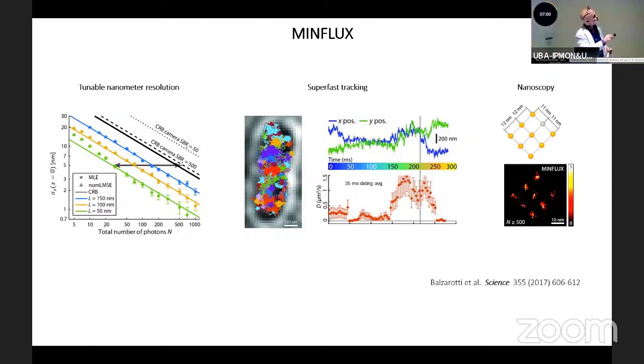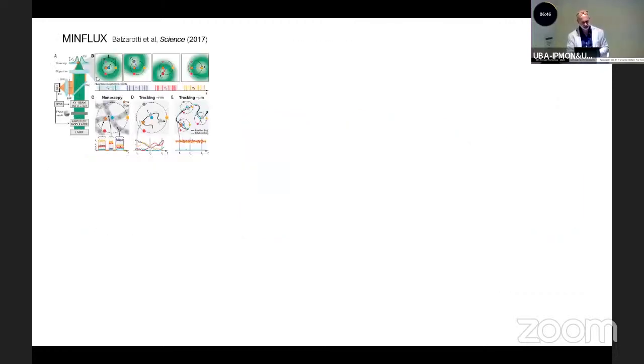And there you can see how these proteins were diffusing with some coefficient, then they got stuck, they diffused faster, then they got stuck again. And of course, we know where they stopped and where they are faster. So it gives really new opportunities for tracking. Okay. This was MINFLUX.